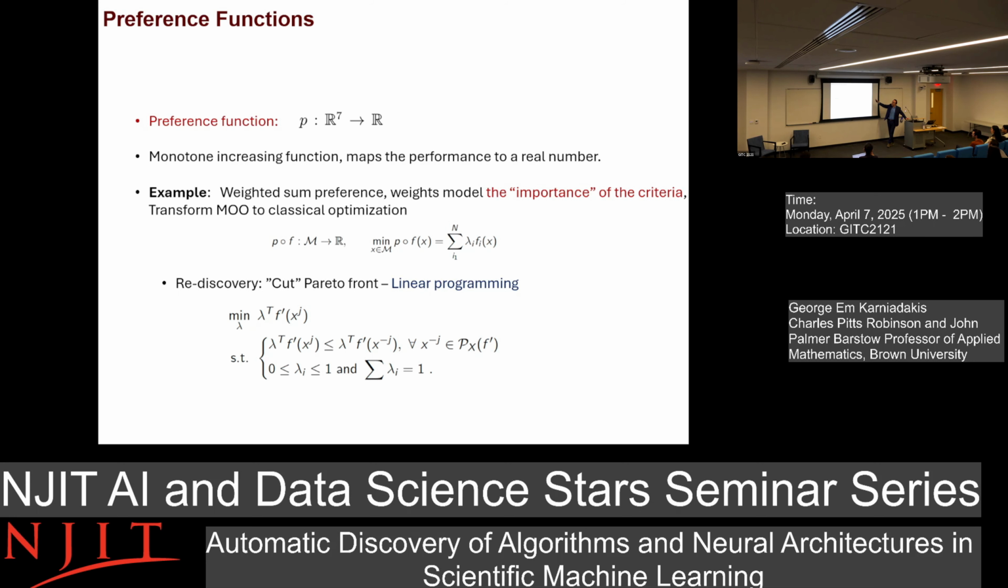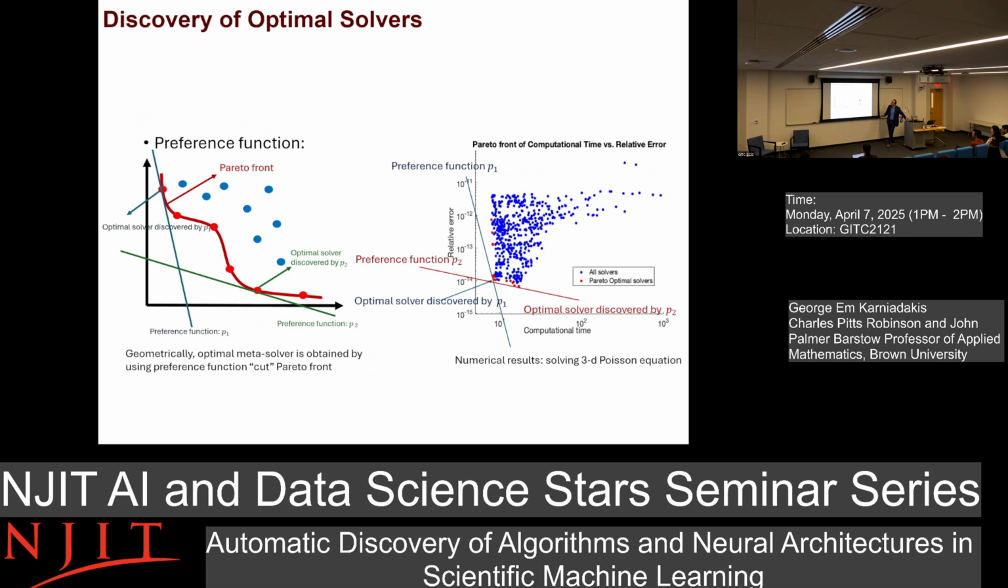I see. So we reduce the high-dimensional problem with a preference function to a linear programming. Okay. So you cannot beat linear programming. So that's the key. That's the key. But I have a sketch here. So here's what we're talking about.